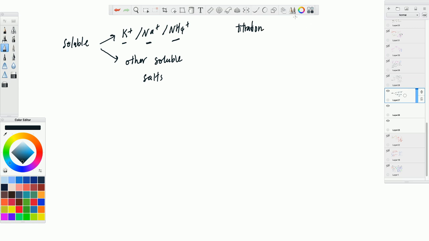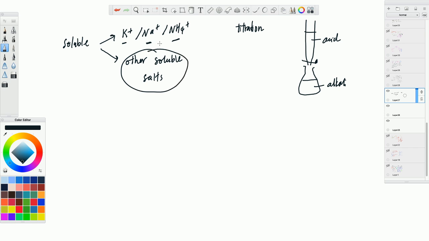Alright, meaning guna pentitratan. Okay, di mana kita guna acid dan alkali. Alright, for any other soluble salts, you cannot do this.